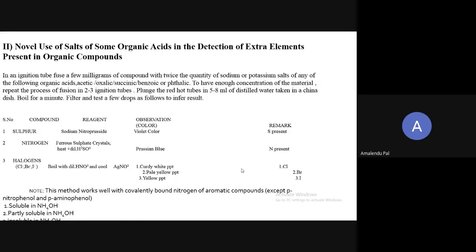You can take a few milligrams of the compound and twice the quantity of a sodium or potassium salt of an acid, that is sodium acetate or sodium oxalate or sodium succinate or sodium benzoate. You take it, and with the mixture you ignite it in a tube, and then from the ignition you can take this one test. You can do the test for organic.